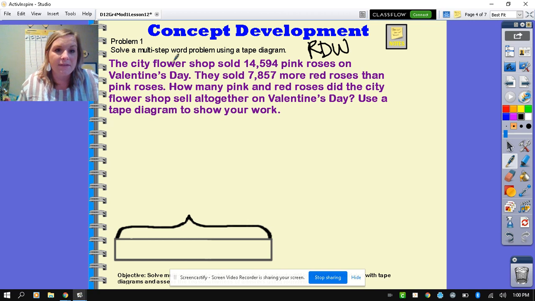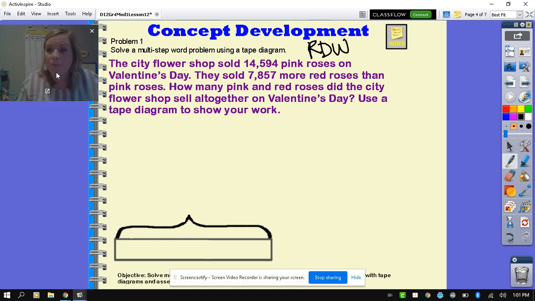So the city flower shop sold 14,594 pink roses on Valentine's Day. They sold 7,857 more red roses than pink roses. How many pink and red roses did the city flower shop sell all together on Valentine's Day? And it says use a tape diagram to show your work.